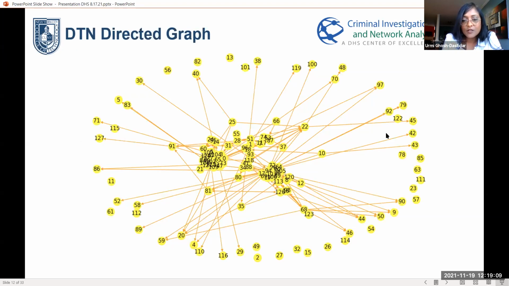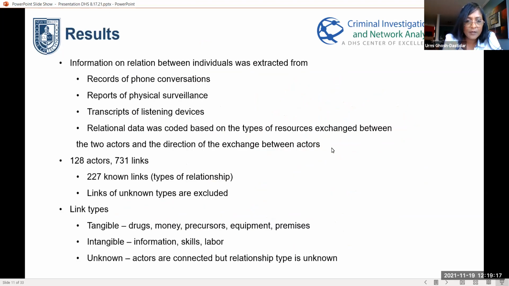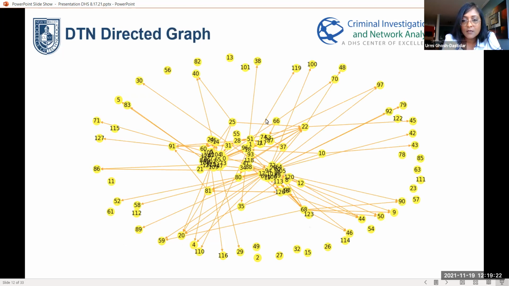So again, Katie took a long time to develop this. This is the original network built, and you can see this is a directed network. I think there are 128 actors with 731 links. If you look at the direction of the arrow, that means actor 25 is providing some information to 40. So this is the direction of flow of the information.